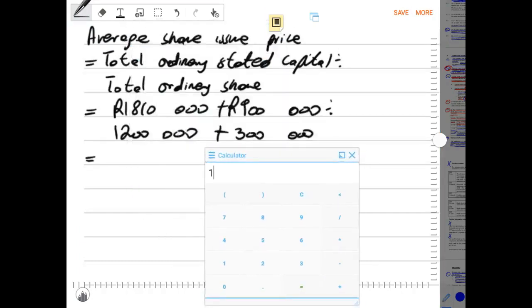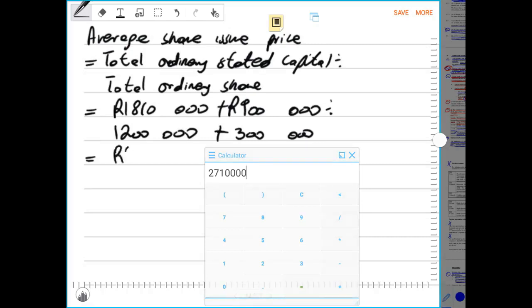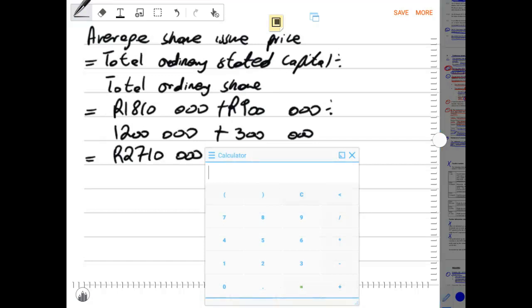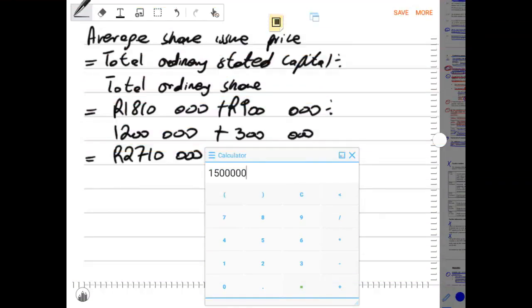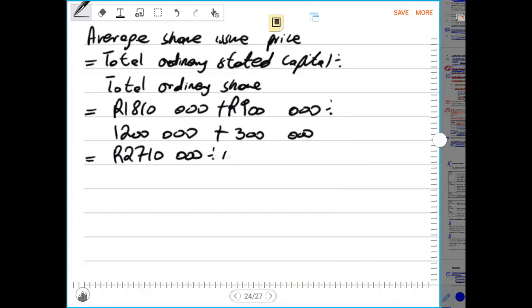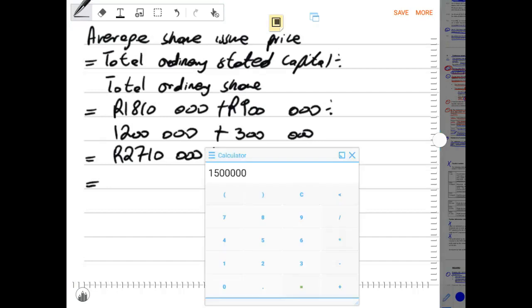That means this will give us an amount of 1,810,000 plus 900,000, and this will be 2,710,000. Then after, we say 1,200,000 plus 300,000. This will give us 1,500,000. These are the number of shares. I'm writing rands because I want to make it clear that this is rands and this is in shares.